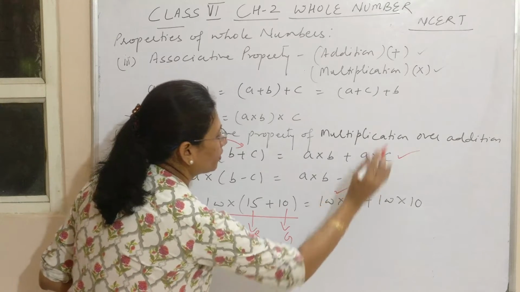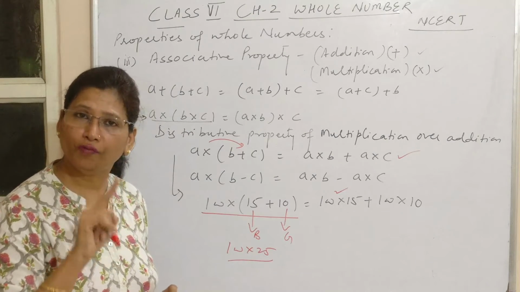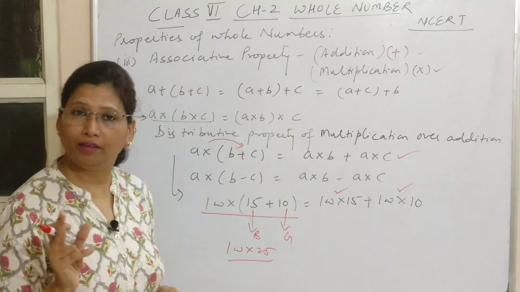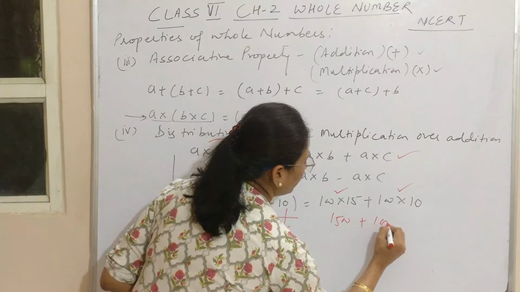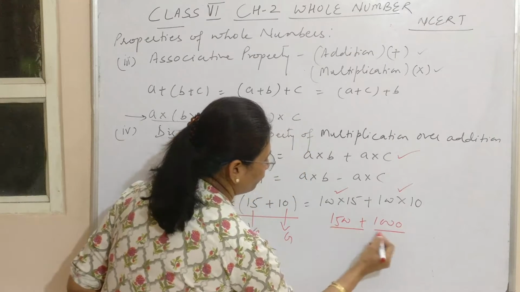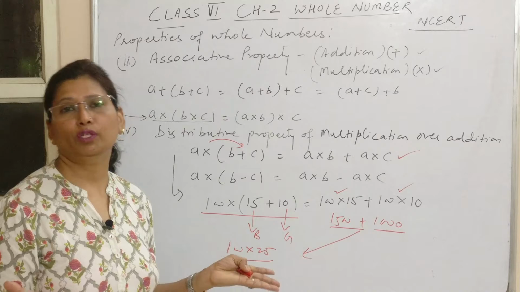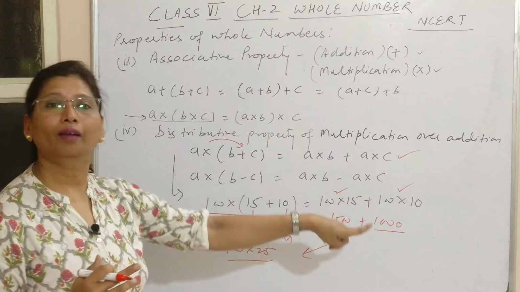Or the teacher appoints a monitor among the boys and tells the monitor to collect the money from 15 boys, and a monitor among the girls and tells her to collect the money from the girls. So the boy monitor is collecting 1500 and the girl monitor collects 1000 rupees and they hand over the money to the teacher and the sum is 2500. So this is called distribution of multiplication over addition.